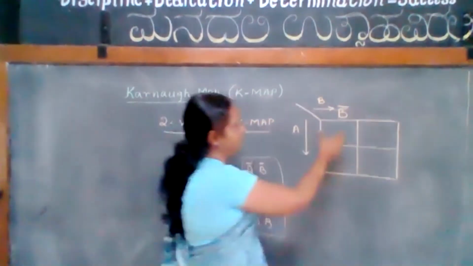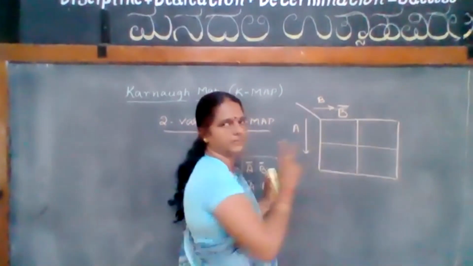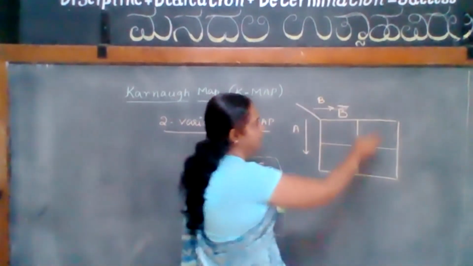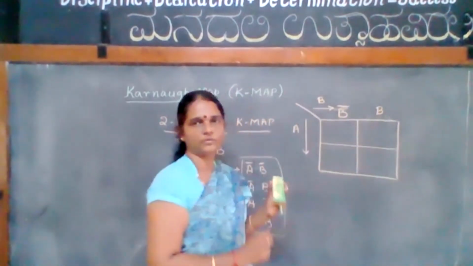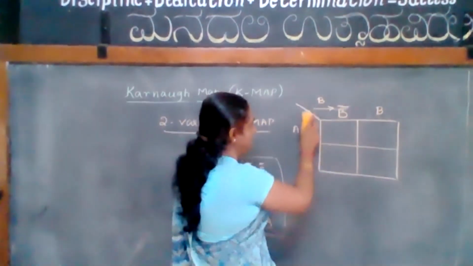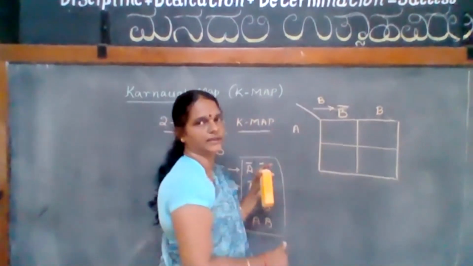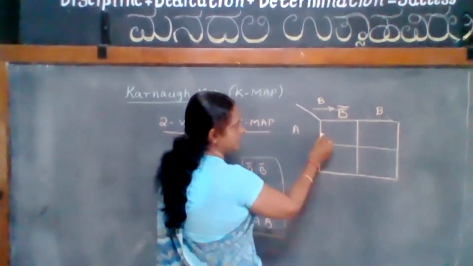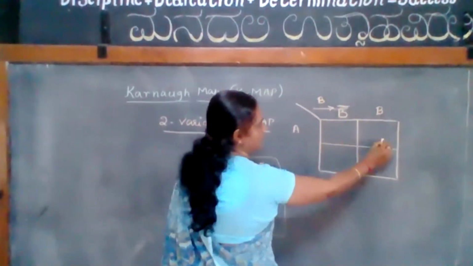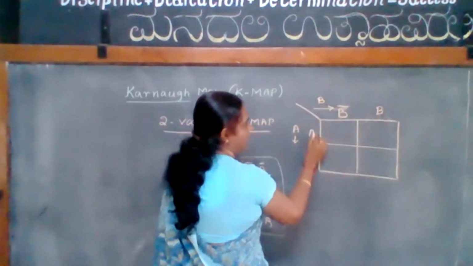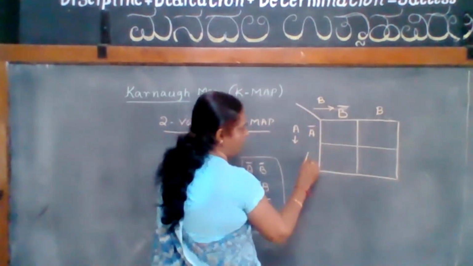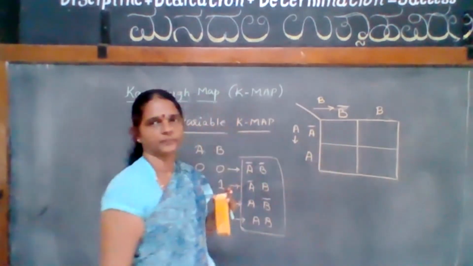Okay, the first column represents B complement. The second column represents B. These are some of the rules you need to remember. In the vertical line, the first row represents A complement. The second row represents A.